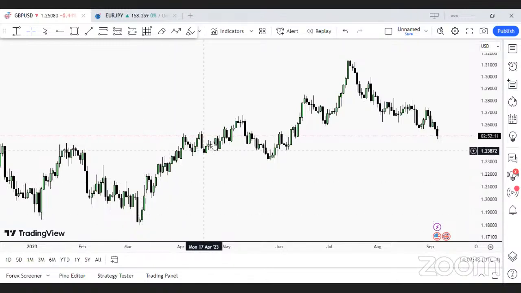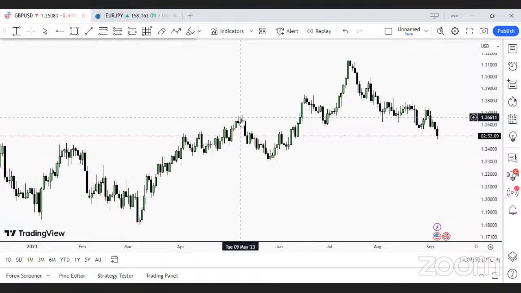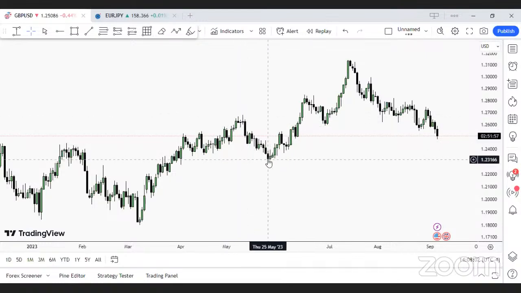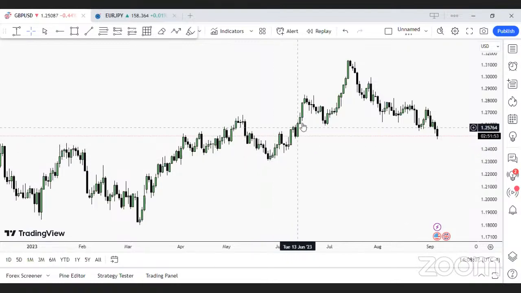The market has been going up. It came all the way to the top around this area, around this price. And then it tried to come down. That was on the 10th of May. It tried to come down, so when it got to this point again, that was on the 26th of May, it started going up again.